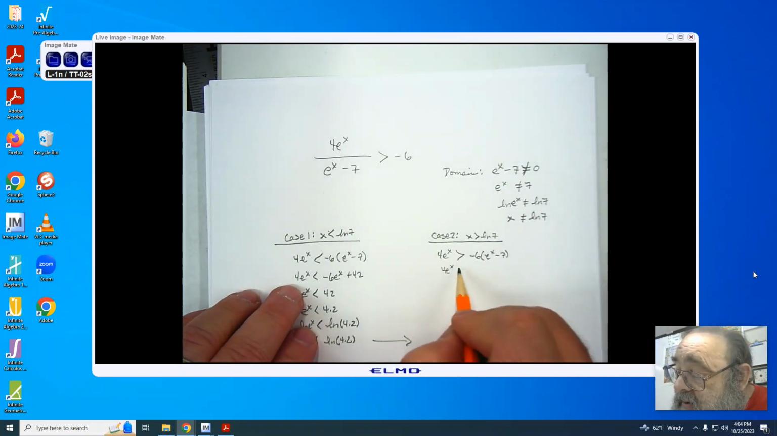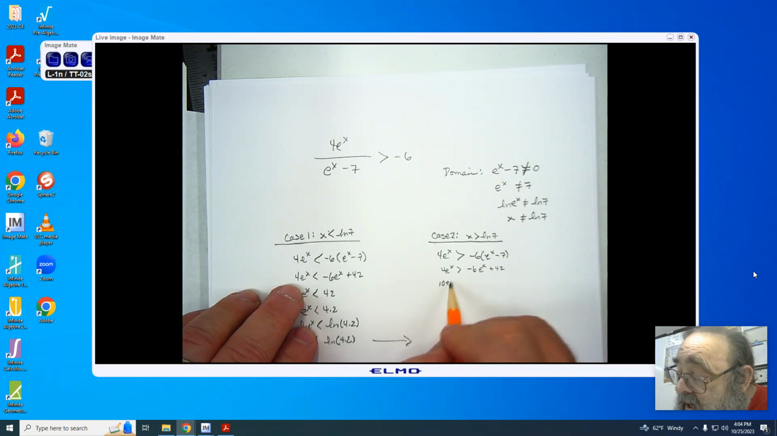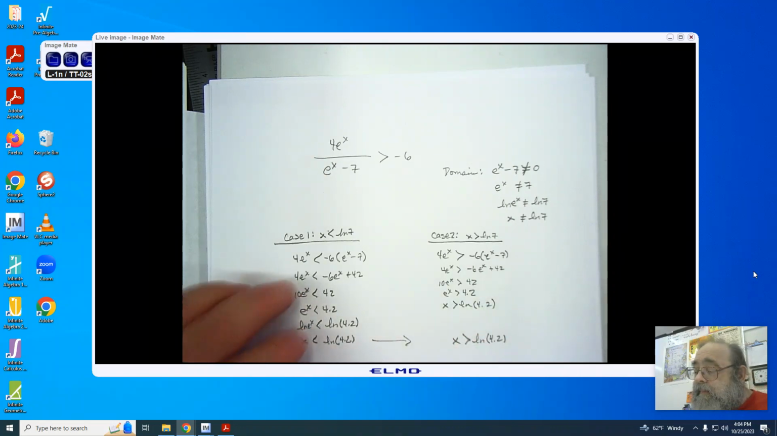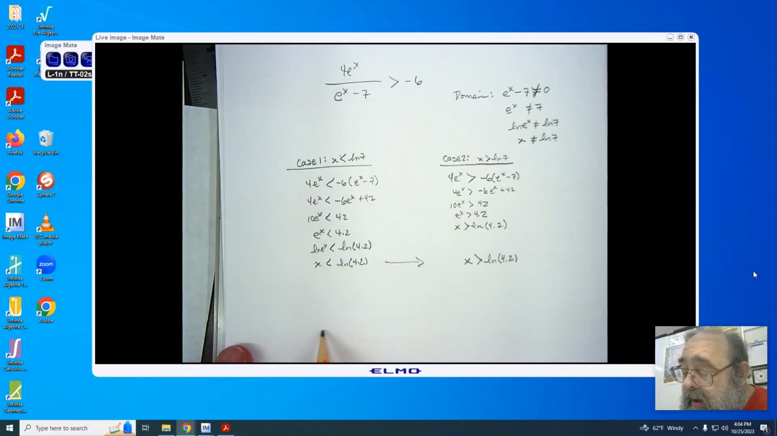4e to the x is greater than negative 6e to the x plus 42. 10e to the x is greater than 42. E to the x is greater than 4.2. X greater than the natural log of 4.2. There you go. Now we go to our inequality.